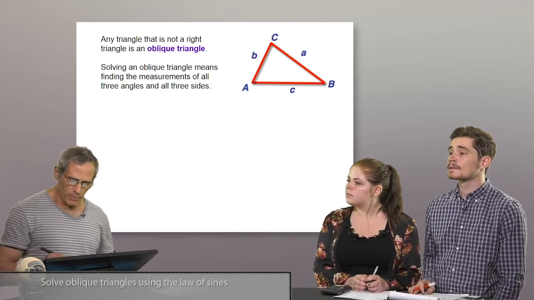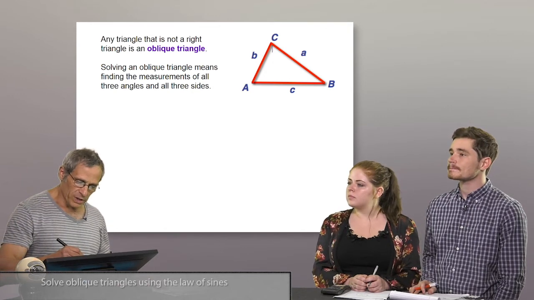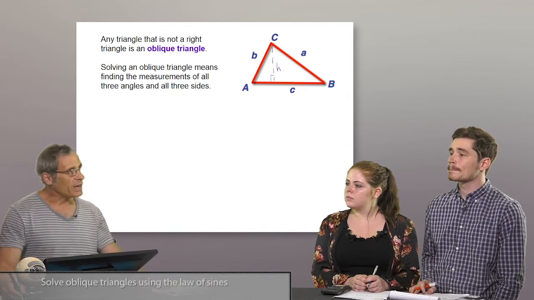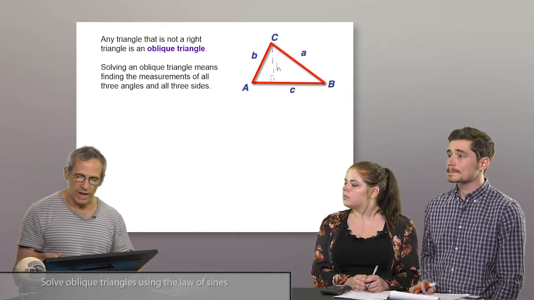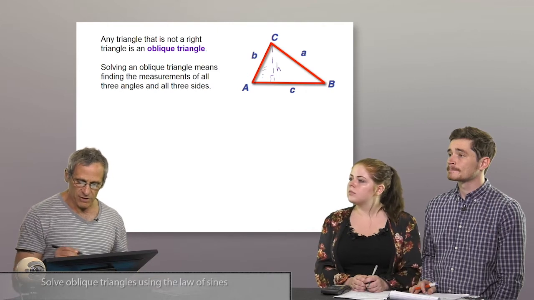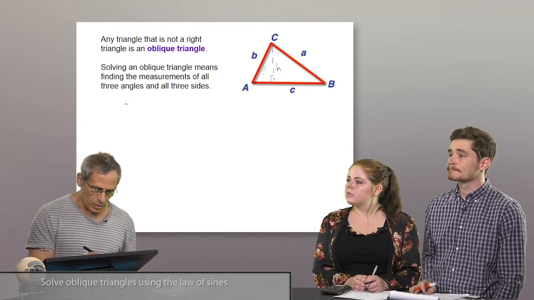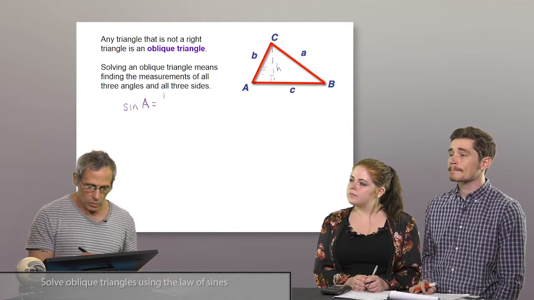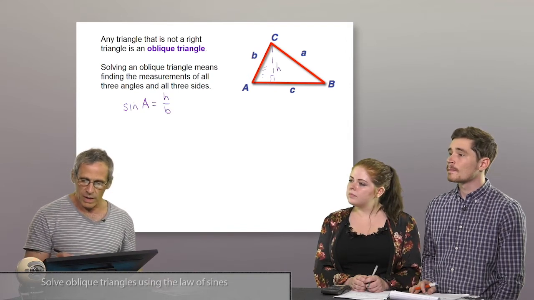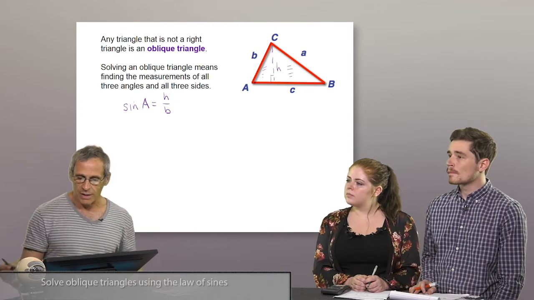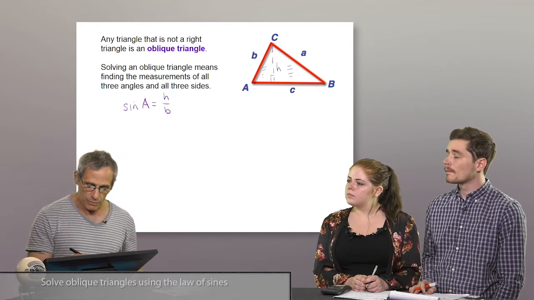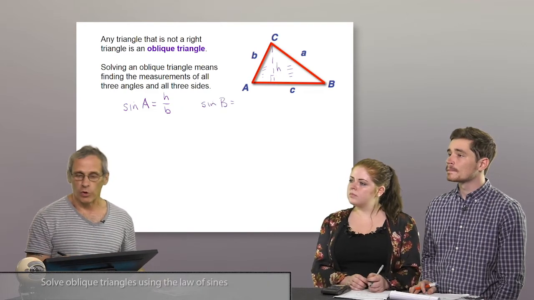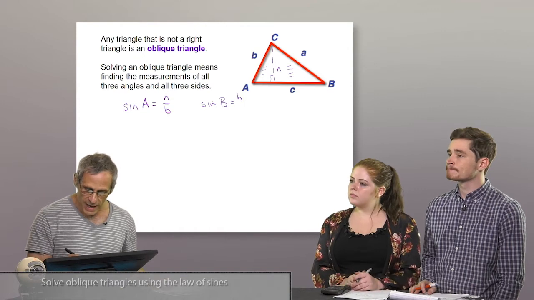Where the law of sines comes from is you take an arbitrary oblique triangle and you drop a perpendicular, a height. If you take a look at this triangle here on the left, the sine of A, which I know is opposite over hypotenuse, would be h over b. And if I looked at the triangle that I've created on the right, which is also a right triangle, then the sine of B would be equal to opposite over hypotenuse, and that's h over a.